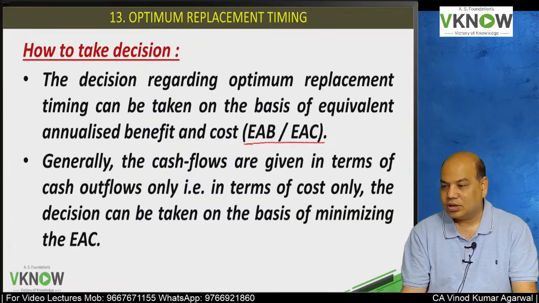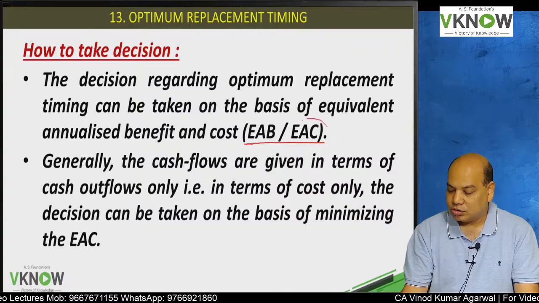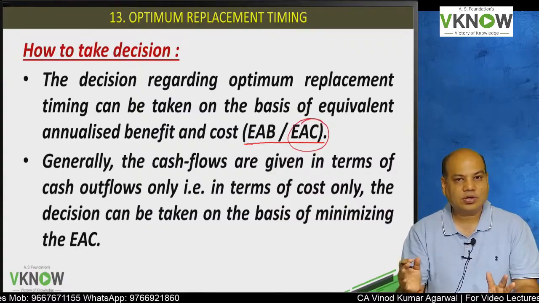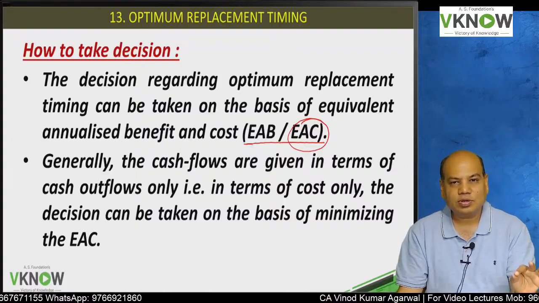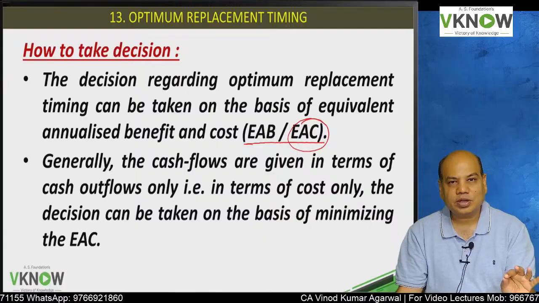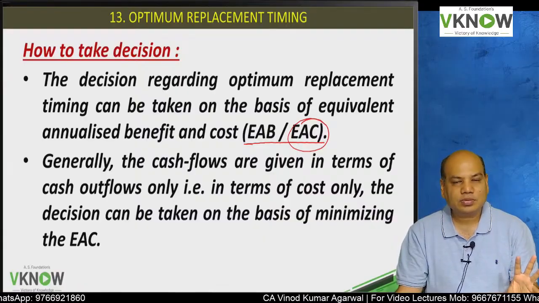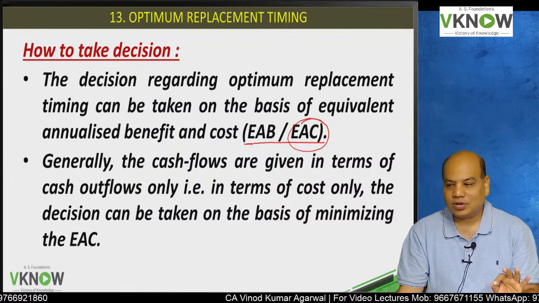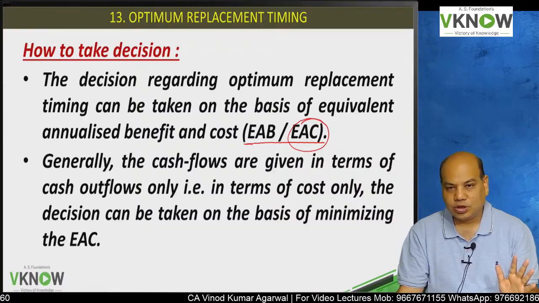So how to take a decision, I have told you. Compare EAC or EAB. In most of the questions you have to compare EAC because the revenue model is not given. It's a cost model. Cost of the machine will be there, running cost will be there, repair cost will be there, maintenance cost will be there. So most of the time, most but not all, we have to compare EAC, and wherever the EAC is lower, you will choose that option.